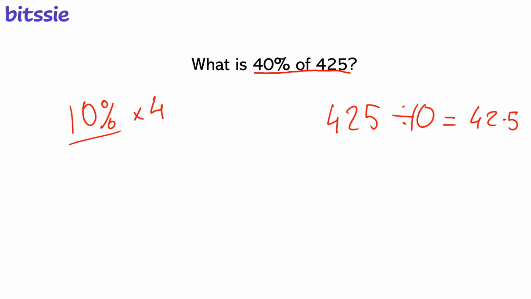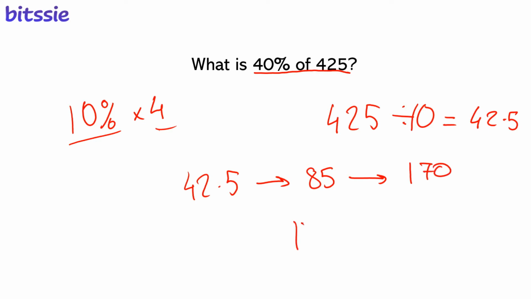Next, we need to multiply 42.5 by 4. The easiest way to do this is double it twice. So if we double it once, we get 85, and then we double it again, and we get 170. So our answer is 170.